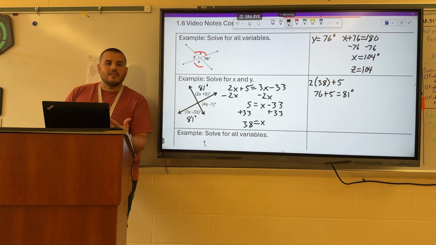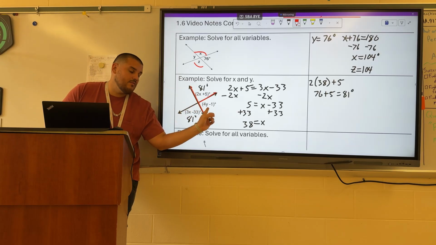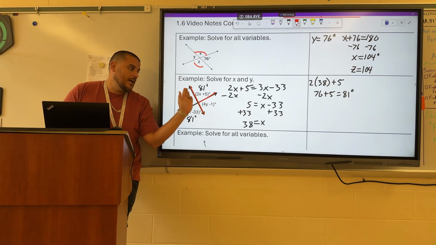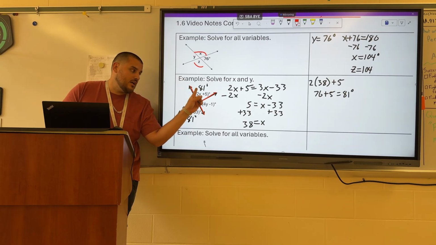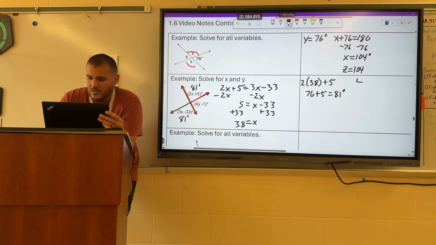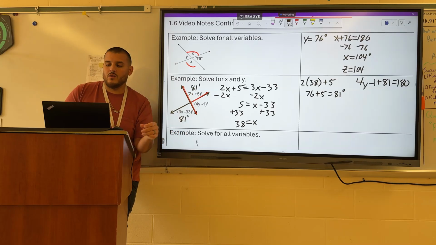Now we need to identify the linear pair, just like we did in the previous example. And I can see that one of the linear pairs exists right here. That would be the 2x plus 5 and the 4y minus 1, or the 81 that we now know it is, and the 4y minus 1. Again, side by side on a straight line, 180 degrees on any side of a straight line, those have to add up to 180. So the equation that'll help me find y now would be the 4y minus 1 plus the 81 equals 180. Again, that's you identifying the linear pair. Those angles have to add up to 180.